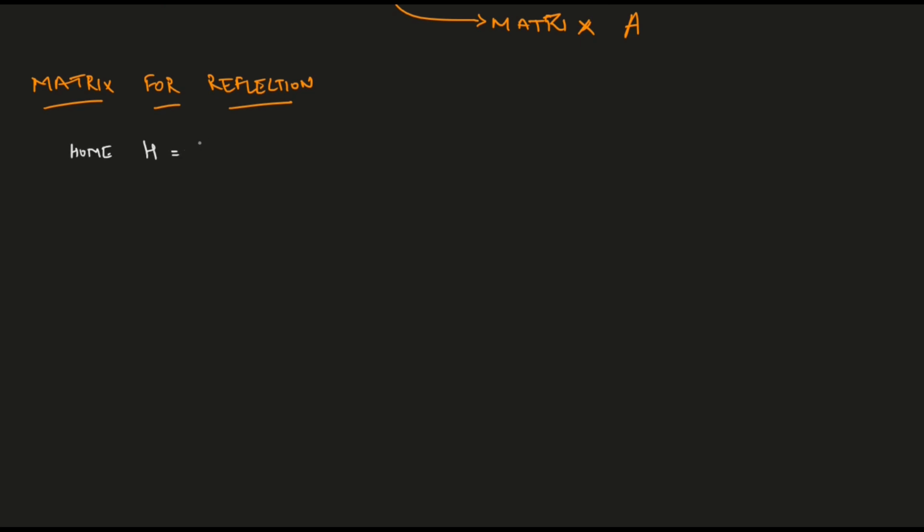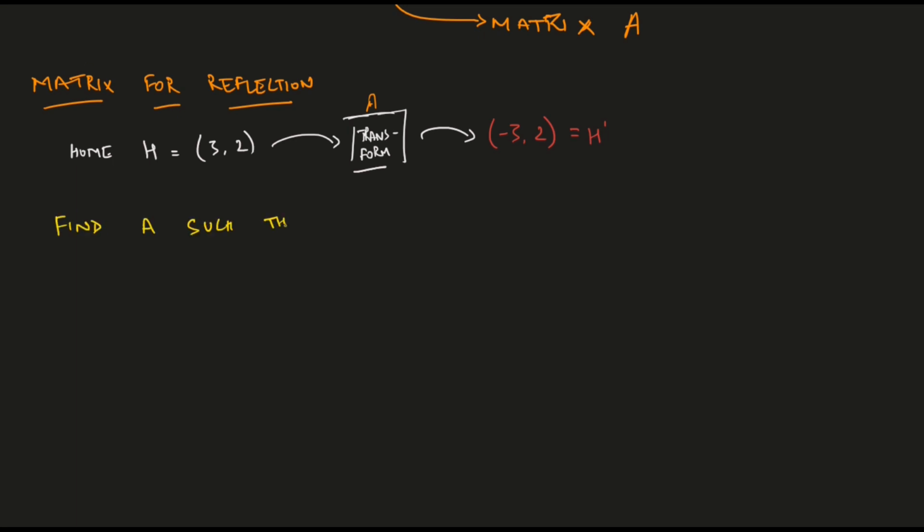My home H is located at the position (3, 2). The transformation would take this as an input and give out an output reflected about the y-axis, (-3, 2), which we call H dash. A matrix A is associated with this transformation. My job is to find A such that AH equals H dash. Now what matrix when multiplied with (3, 2) will get me to (-3, 2)?